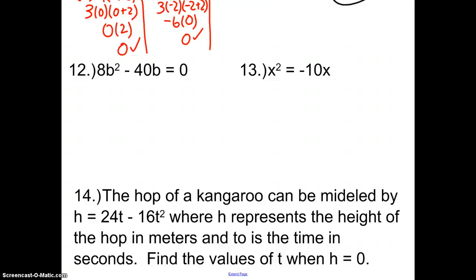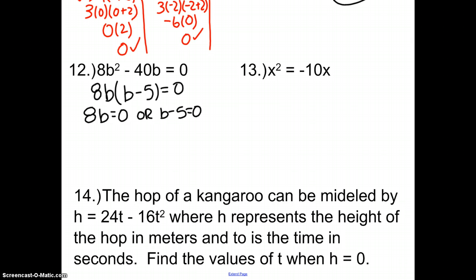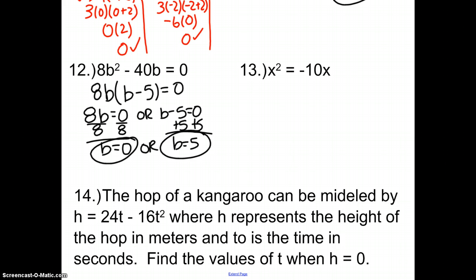And number 12, we have 8b squared minus 40b. It's not factored, so we're going to have to. We have 8b that we can factor out from both terms. We're left with b minus 5. We can set each of them equal to 0. 8b equals 0, or b minus 5 equals 0. Solve the first equation for b by dividing by 8. We have b equals 0 as one of our solutions. Or add 5 to the second one. b equals 5 is another solution. And you should check this one as well.